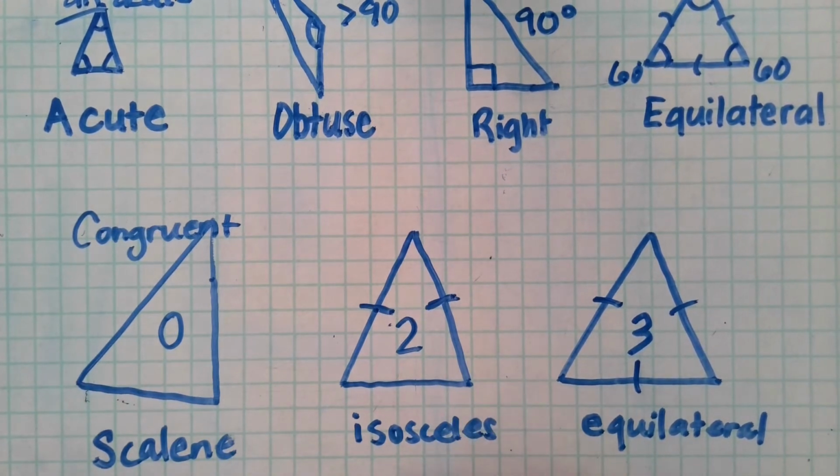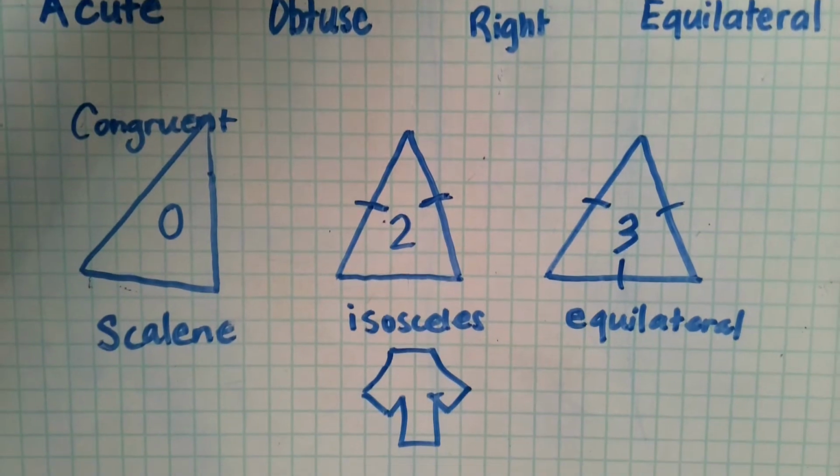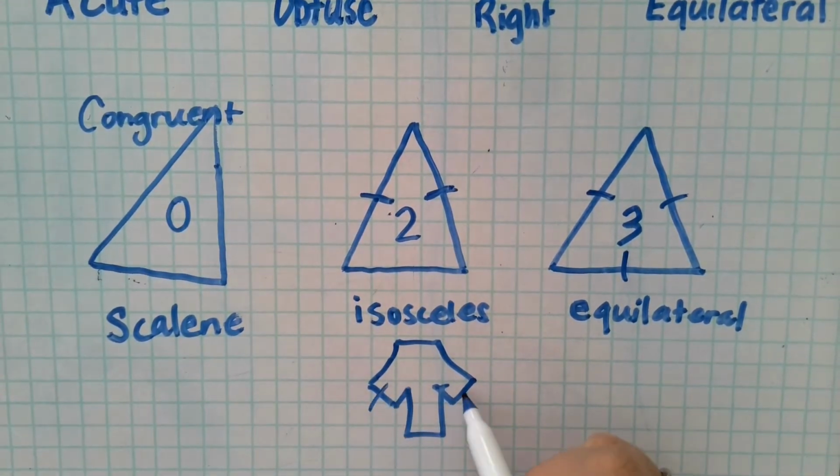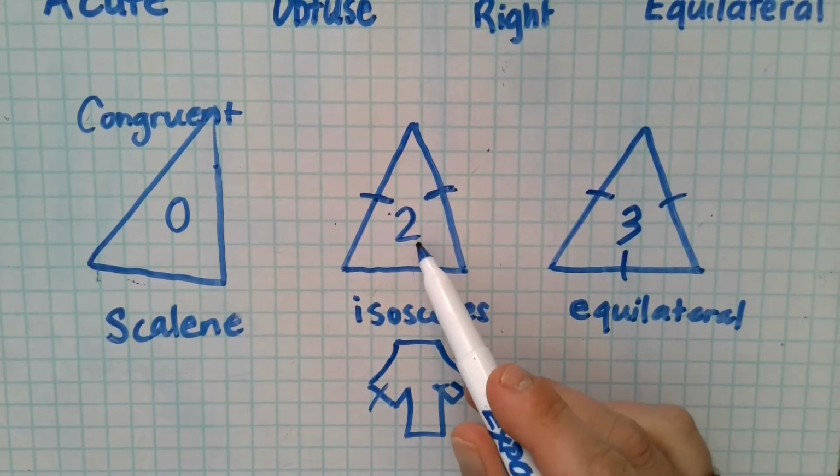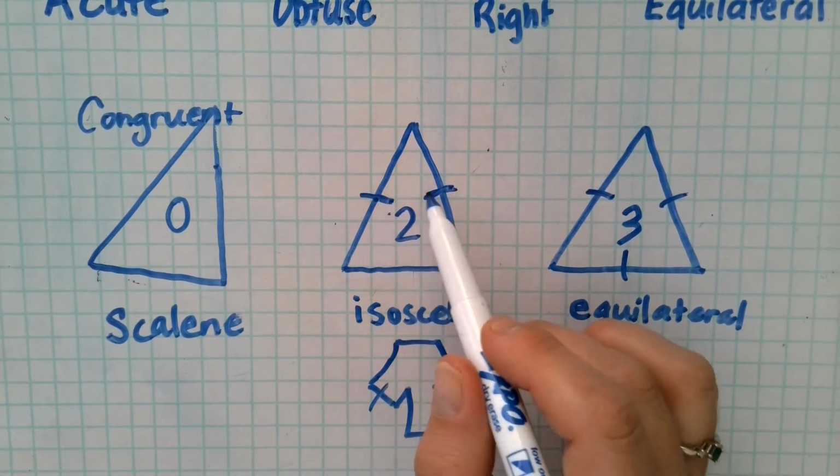One way that you can think about that is if you think of these as sleeves, if you have a shirt, okay, wow, this is going to be a great shirt. Ooh, look at that. How many sleeves do you normally have on a shirt? You normally have 2 sleeves on a shirt. Isosceles, 2 equal sleeves. Oh, sorry, 2 equal sides.